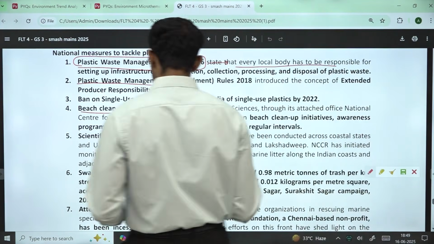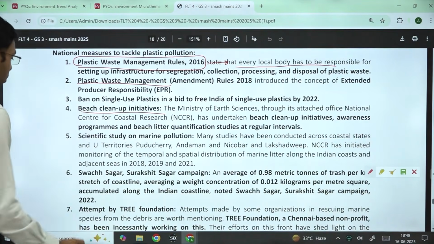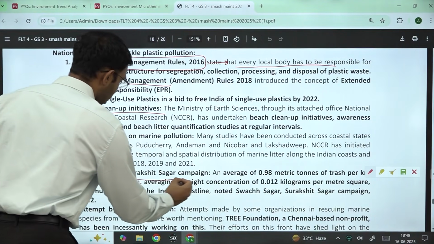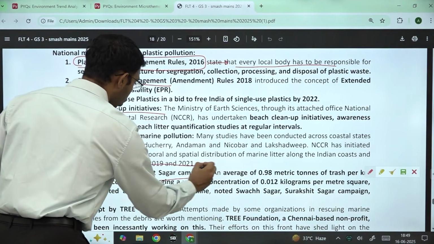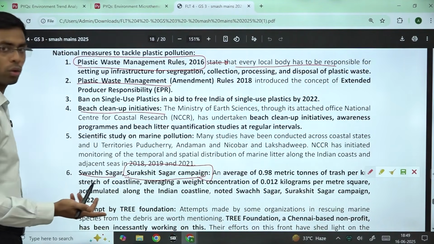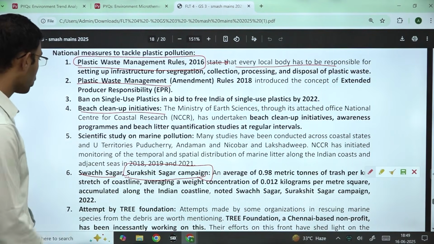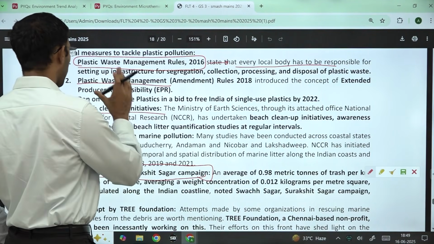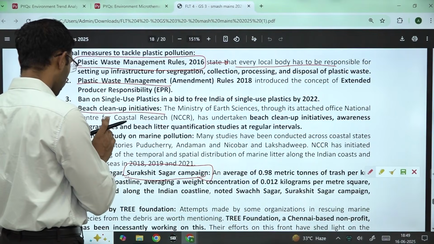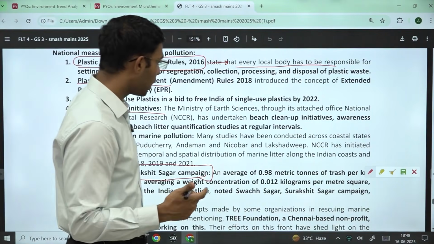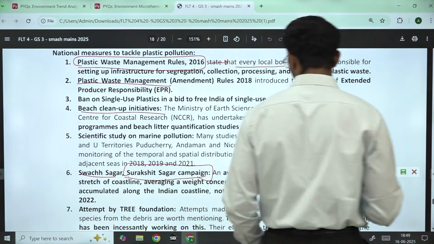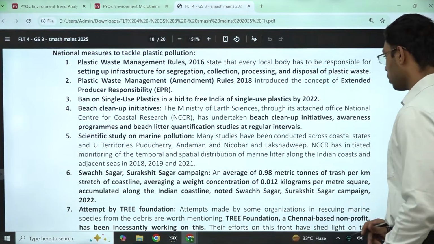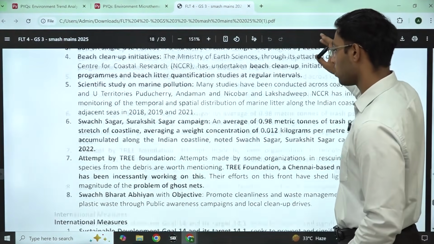So different aspects are given here. You can just pick up things from here as well, like the Swachh Sagar, Surakshit Sagar campaign. Now, what a good point to write. What a good national initiative to tackle plastic pollution. Okay? So you can write these points, initiatives. Maybe something that is being done by civil society as well can be mentioned here, right? So it'll give some addition to your answers.